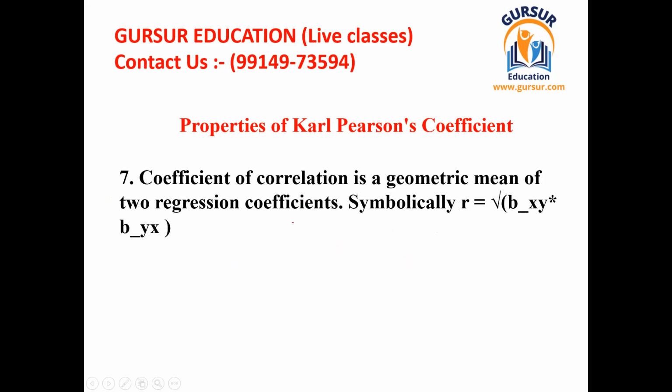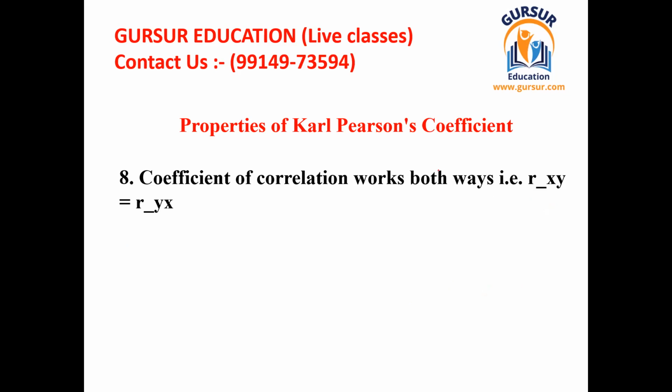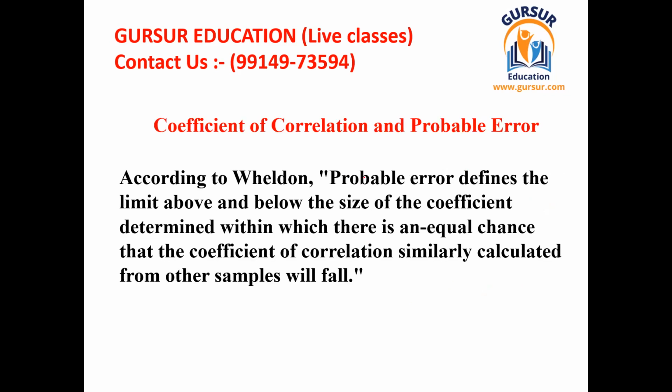Then the correlation coefficient can be found by regressions as well. So this is a regression of x on y. This is a regression of y on x. When you multiply these and find their square root, that will be equal to the value of correlation. So on the basis of regression coefficients, the correlation can be found out. The correlation coefficient works both ways. You can find correlation of x on y, you can find correlation of y on x, the value will be the same. That was the last one.